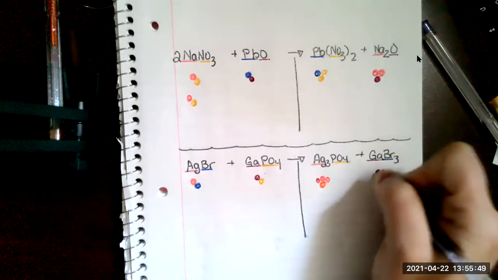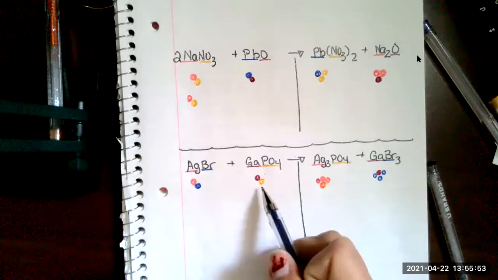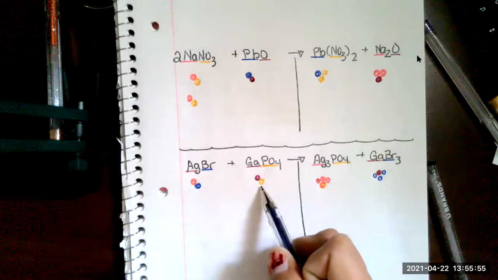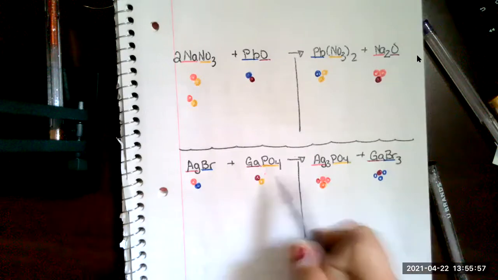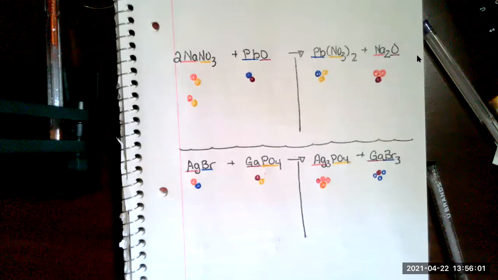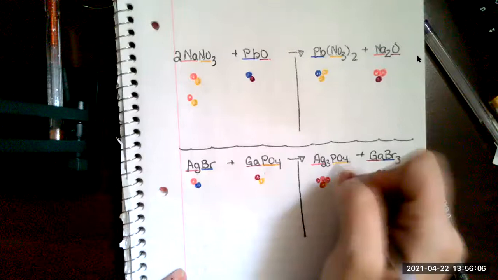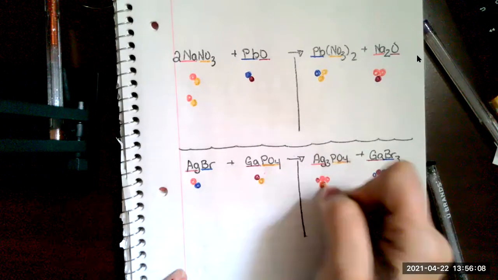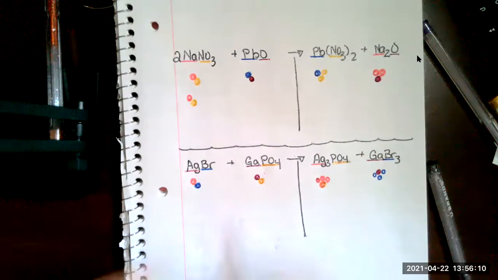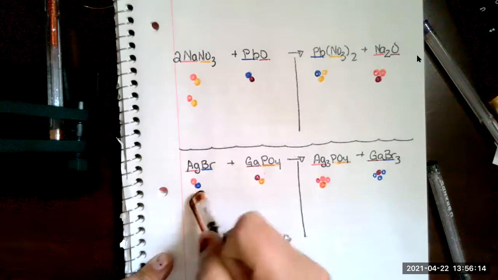So now that you've represented it, you can compare. I have 1 gallium here, I have 1 gallium here. I have 1 phosphate here, I have 1 phosphate here. I know it's kind of dark. I'm going to see if I can change the color for you so that you can see it better. That's phosphate. Sorry, guys. I have 1 silver. I have 3 silvers. I have 1 bromine. I have 3 bromines.